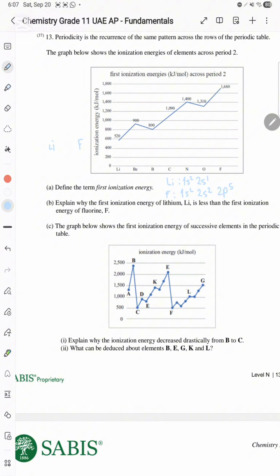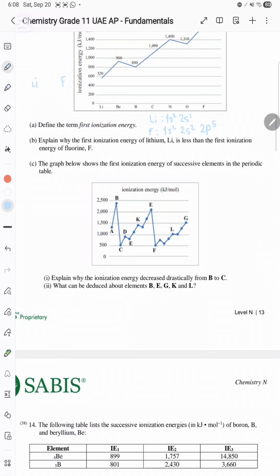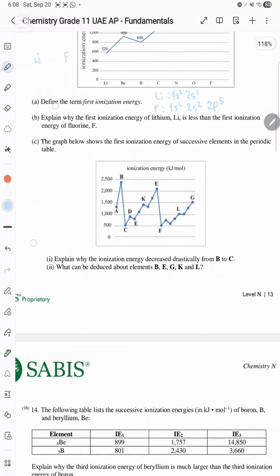That's why the answer in the mark scheme is: the electron is removed from both elements in shell number 2, but the nuclear charge of fluorine is greater, which means that the F nucleus attracts its valence electron stronger than Li, so the ionization energy of fluorine is greater than lithium. Now here it shows you the ionization energies of the successive elements in the periodic table.